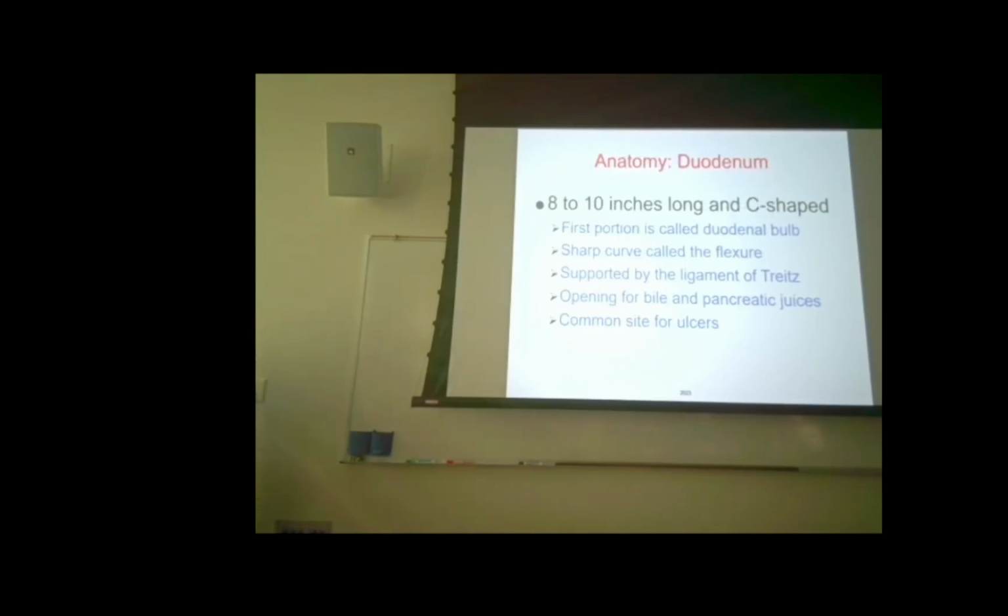All right, so the duodenum, very short, is the first portion, the duodenal bulb. Then we've got a very large curvature. It's a C-shaped curvature supported by the ligament of Treitz, and we have openings in it for where the bile and pancreatic juices come out.